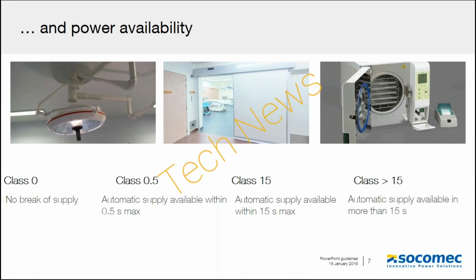So therefore, class 0 means 0 seconds, in which case that can be zero. It means that it must be zero blackout, right? No break of supply. Class 0.5 means 0.5 seconds of maximum power interruption. Class 15 or above means 15 seconds or more of power interruption. So to sum up, the class is the way to define the level of service continuity. And we will see in the next few slides how to achieve these requirements and which product and solution has to be used.